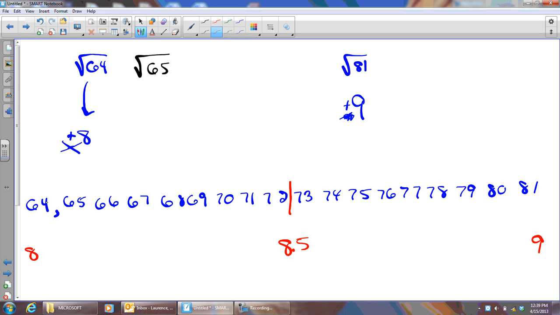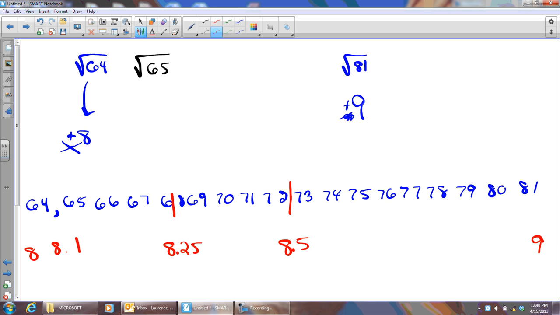Now check this out. There's 9 here, so 1, 2, 3, 4, 5. Isn't this the middle of the first half? Right? And so wouldn't that be 8.25? The square root of 65 is going to be much smaller. It's going to be somewhere around, at the most, 8.1.